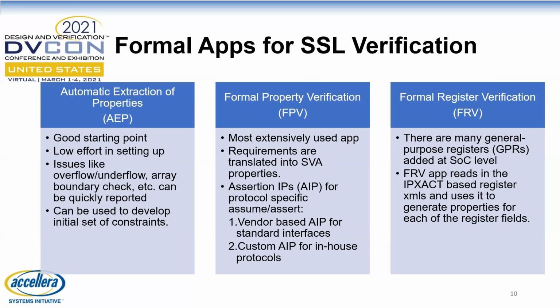Another commonly used app is the formal register verification, or commonly known as the FRV app, which can be used to verify the general purpose registers or the GPRs, which are very commonly added at the SoC level. So this app reads the IP-XACT based register XML to generate properties for each of the register fields so that all the bit fields of the GPR can be verified quickly.